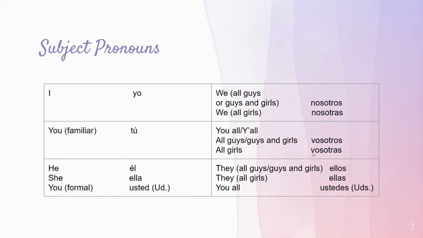At the top right here, we have nosotros and nosotras, which is we in Spanish. Nosotros is going to be a group of either all guys or a mixture of guys and girls in the group. And then nosotras, with the AS at the end, will be a group of all girls.